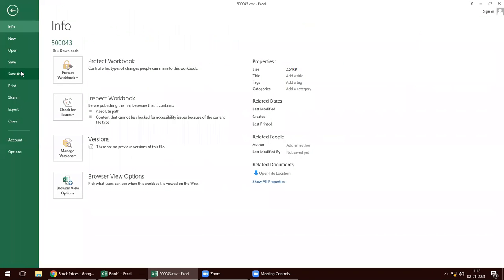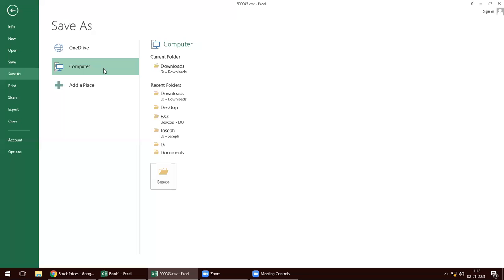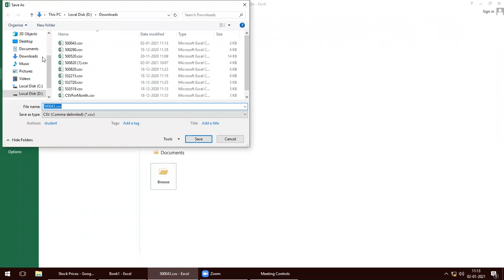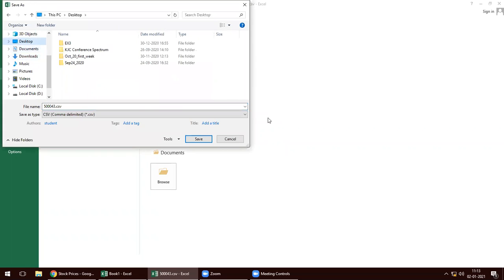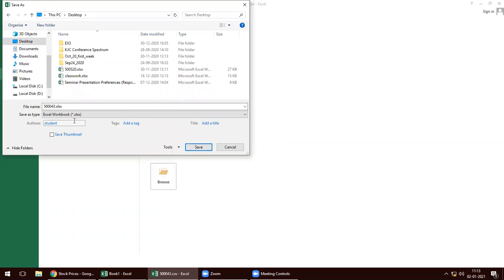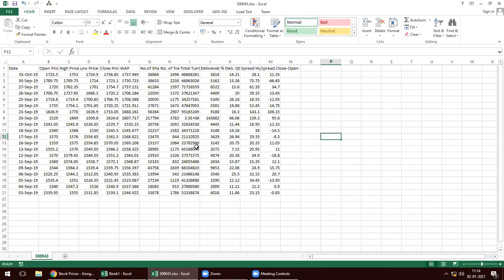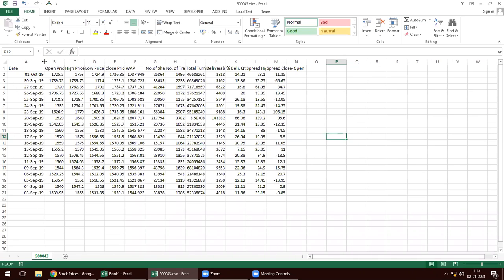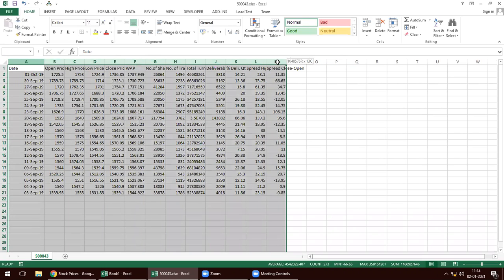So what I am doing, I am first saving as Excel workbook. Save as Excel workbook. Now I have saved in the Excel workbook. Then we have to arrange in the order. That is a very important thing. So what we have to do, we have to arrange in the order.